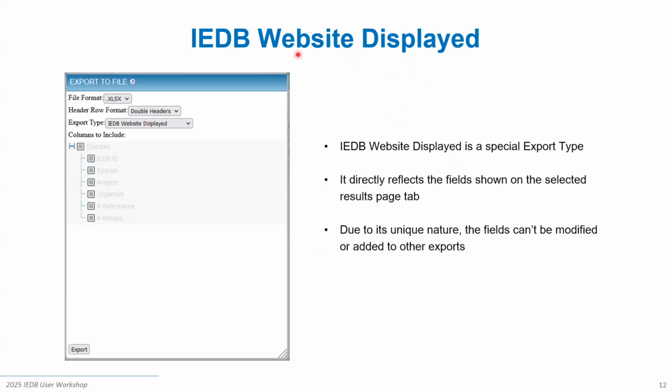So I'm going to go into a little bit on the IEDB website displayed. I talked about it briefly on the previous slide, but it's a special export. It directly exports what is shown on that particular tab. So for Epitope, you can see that you have the ID, the epitope, the antigen, the organism, and then the assay and reference counts. Because this is a special export, this one cannot be modified or added to the other exports, because in particular those count fields are specialized.